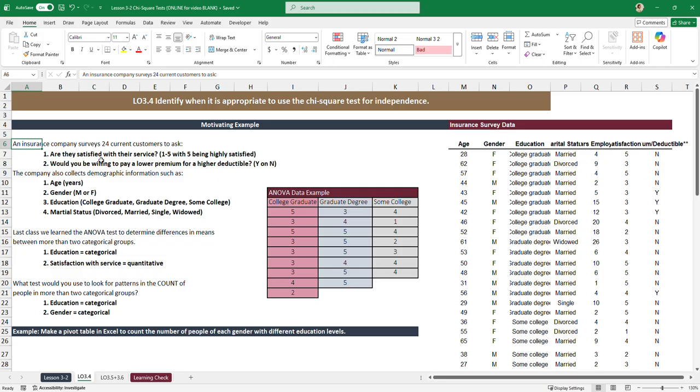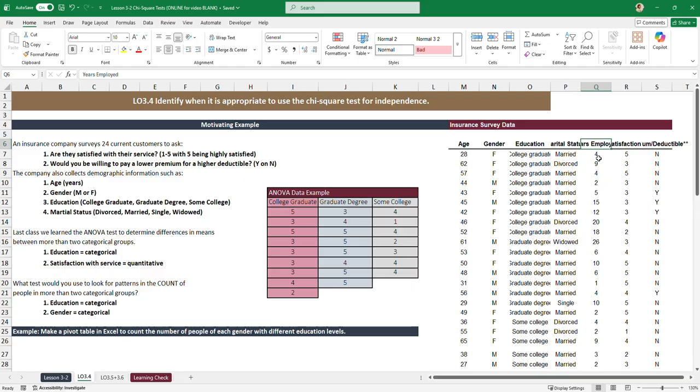For this example, we're going to look at insurance survey data. It gives the age of customers, if they were male or female, their level of education. It's classified in three ways: whether they're a college graduate, have a graduate degree, or have some college. Their marital status can be married, divorced, widowed, or single. So there's four different options.